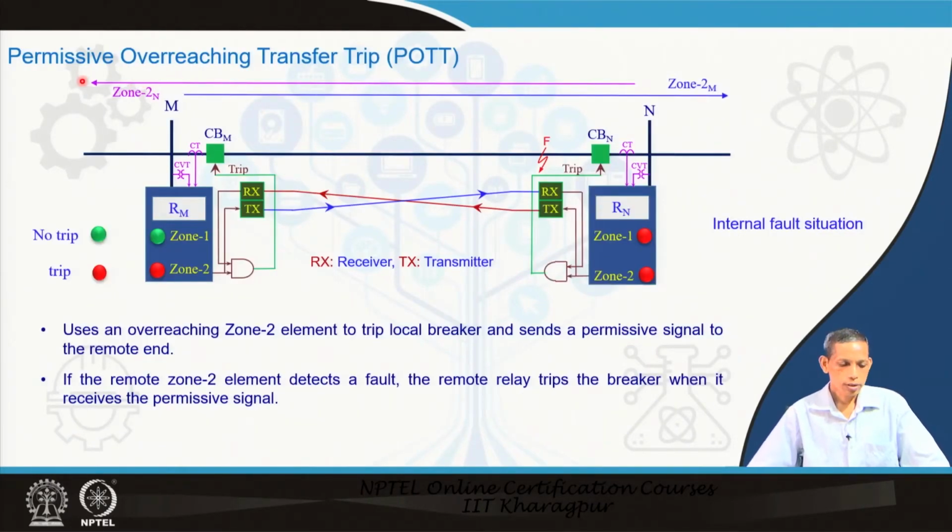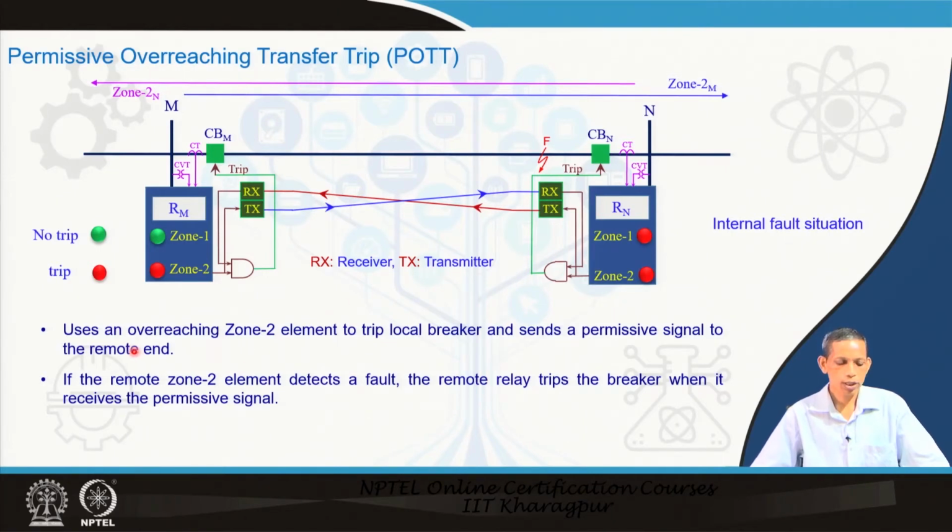The next one is permissive overreaching transfer trip. Permissive, and it is overreaching. Earlier we were talking about underreaching, agreed? That is the difference. Now, we will first see how this scheme functions. We have the same two bus systems and the corresponding relay RM and relay RN, and they have a communication medium to exchange the corresponding transfer trip signal, agreed?